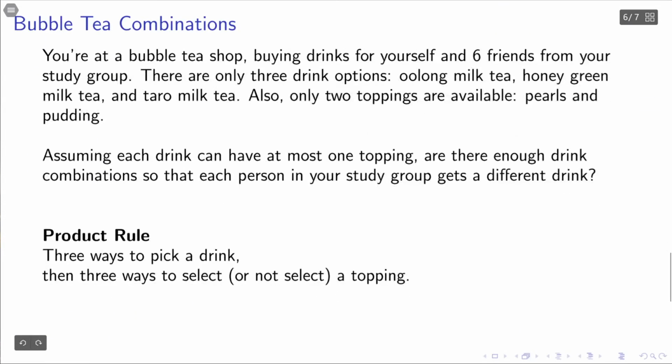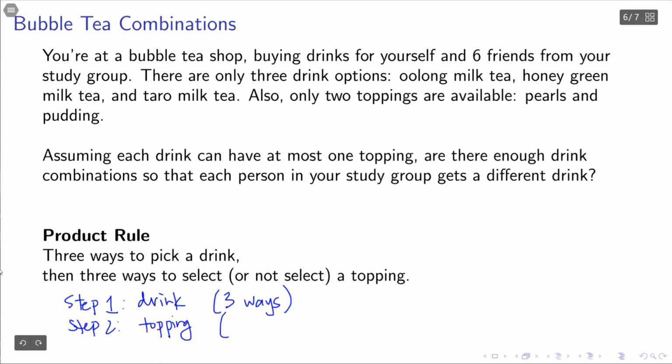And really, that's what the product rule says here. Since the choice for toppings is an independent choice for you to make, regardless of the drinks that you have, then you simply have to multiply 3 ways to pick a drink times 3 ways to select or not select the topping, giving you 9. So you can visualize it as follows. Step 1, pick a drink. There are 3 ways. Step 2, pick a topping. There are 3 possibilities.